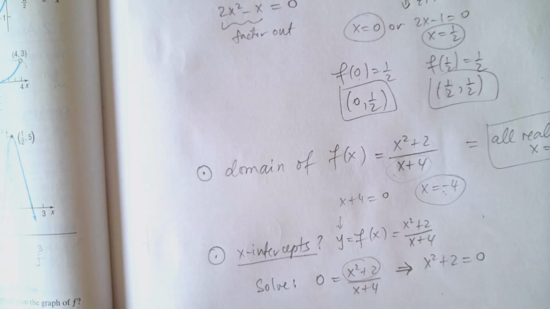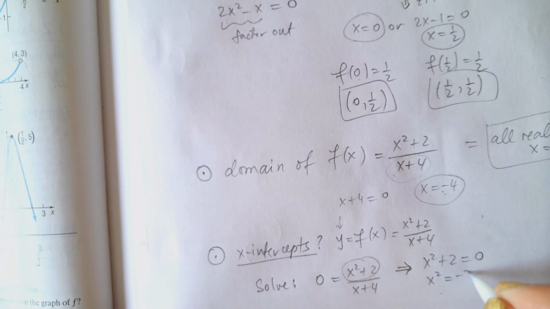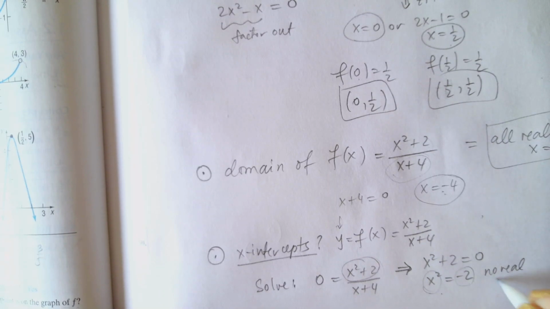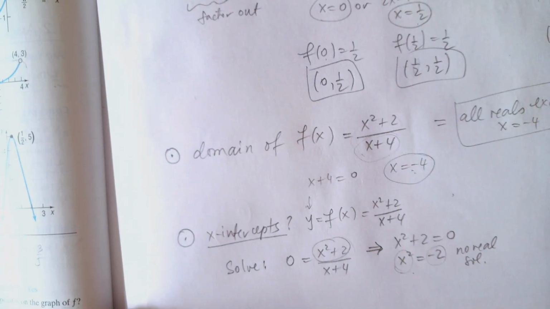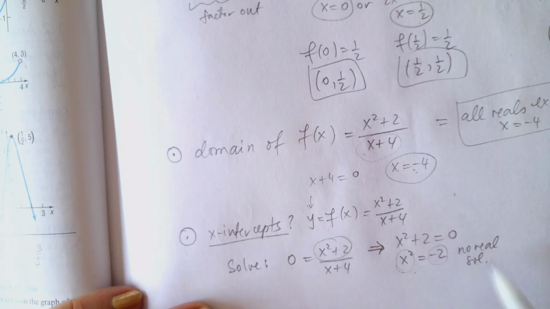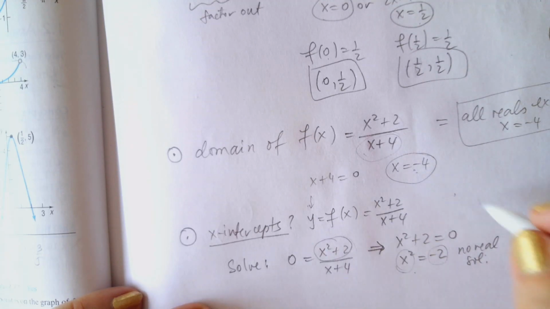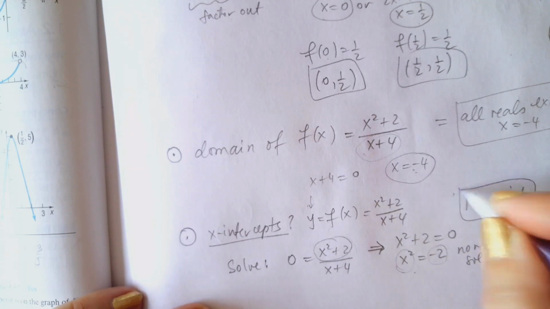Numerator must be 0. But notice that x squared equals minus 2 does not have real number solutions, because this is positive all the time, this is negative, positive equals negative. That's a false statement, so no real solutions. If I couldn't get any solutions for plugging in y equals 0, we couldn't solve for x, so I say no x-intercepts.